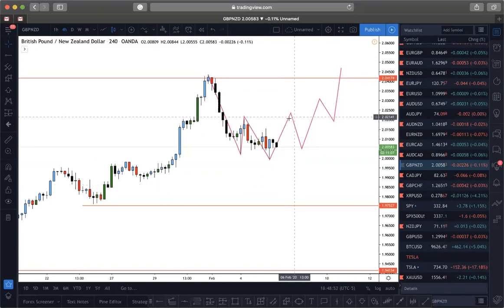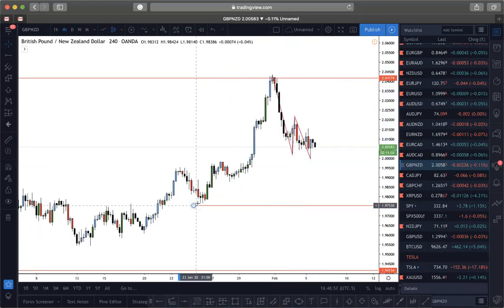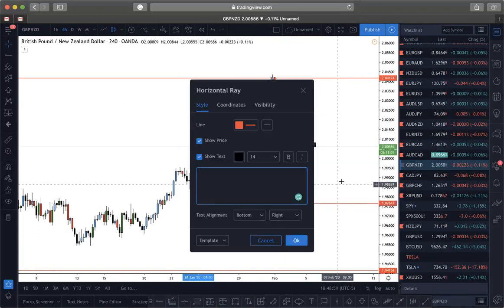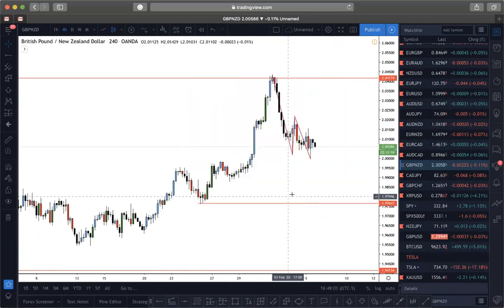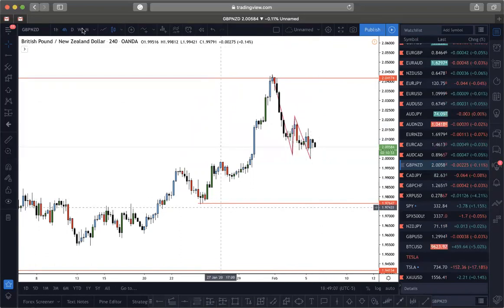So now that the 4 hour is in a downtrend, we don't expect the 4 hour to pass this level, because if it passed this level, then the daily would be in a downtrend. Because this is the last lower high on the daily.